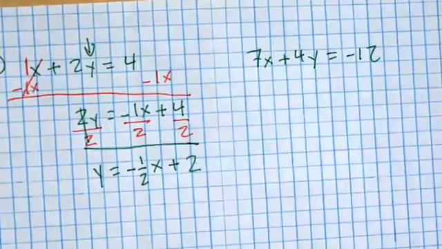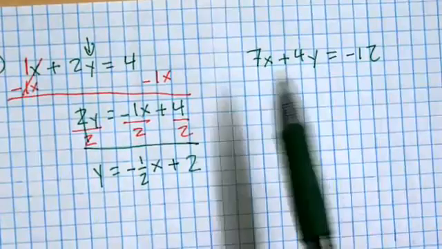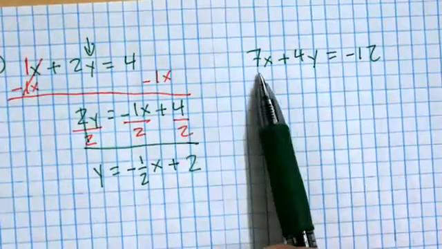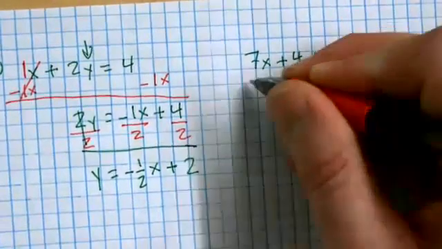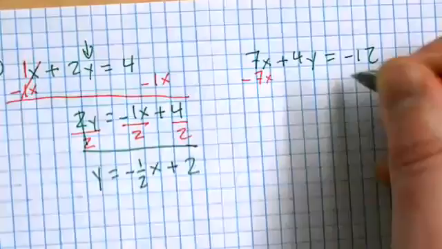And we're going to basically do the same steps we did just a moment ago. First thing we'll do is get rid of this 7x. So I'm going to go minus 7x on both sides.